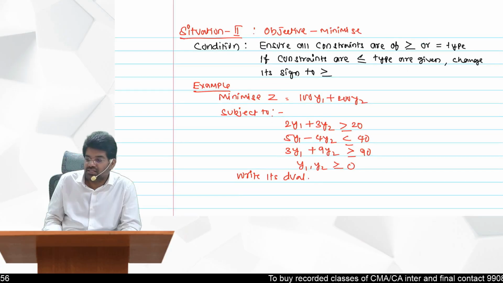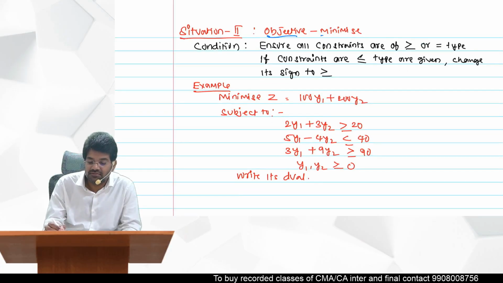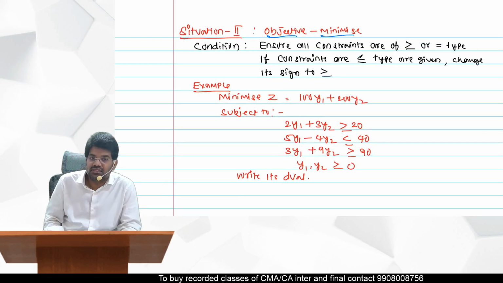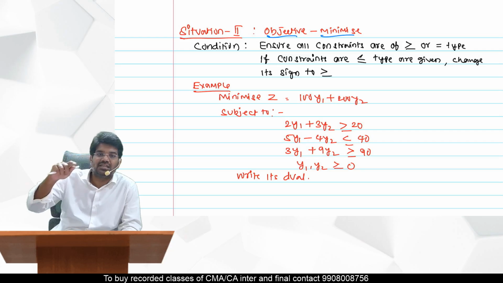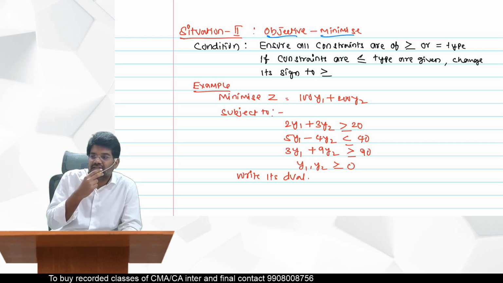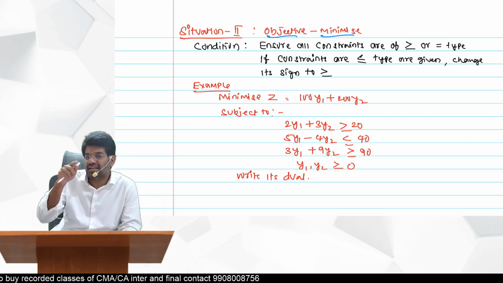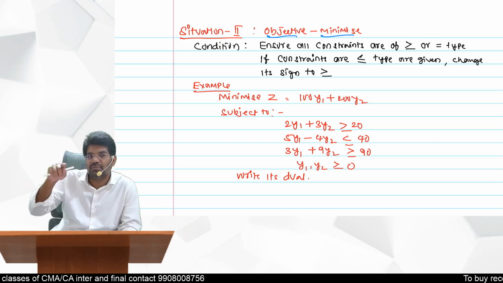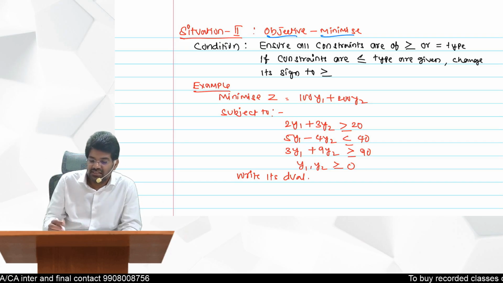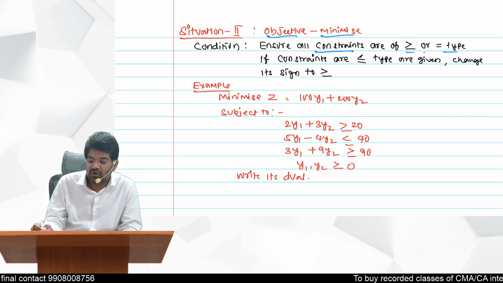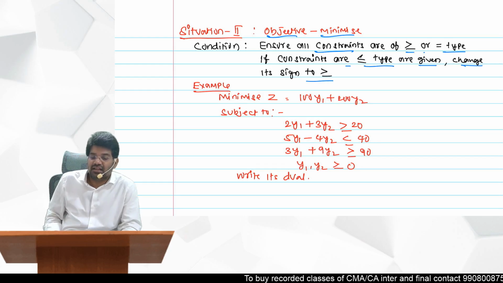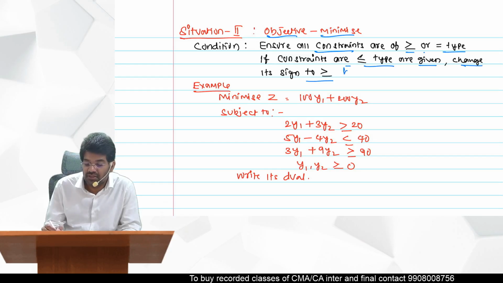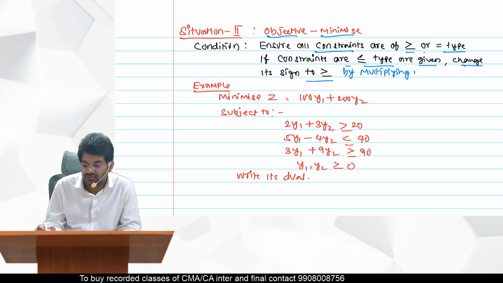Next, situation 2 is, if you have a minimization objective. In this case also, since it is minimization, all constraints should be greater than or equal to type. If you have anything less than or equal to, convert that into greater than type by multiplying with minus 1 on both sides. Ensure all constraints are of greater than or equal to type.